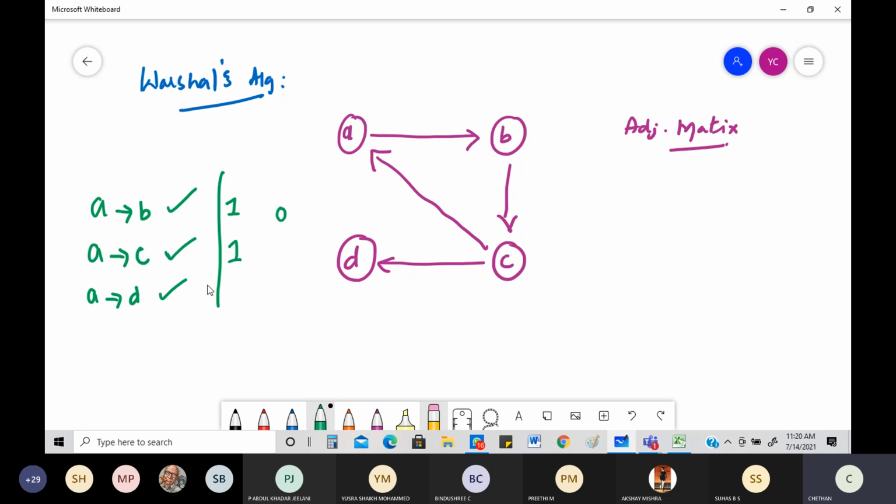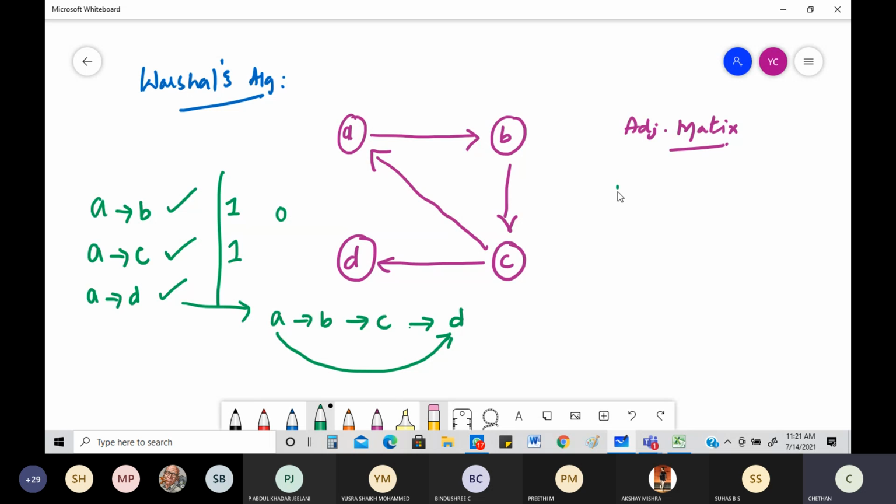So what will be the input? Input will be just direct paths, whether there is a path or not. Output would be all the possible paths that you can come across. When it comes to A to D, from A to B you go, B to C you go, then C to D you go. So there is a path from A to D. Okay, this is what you think of. This is what you learn. This is the most important part.